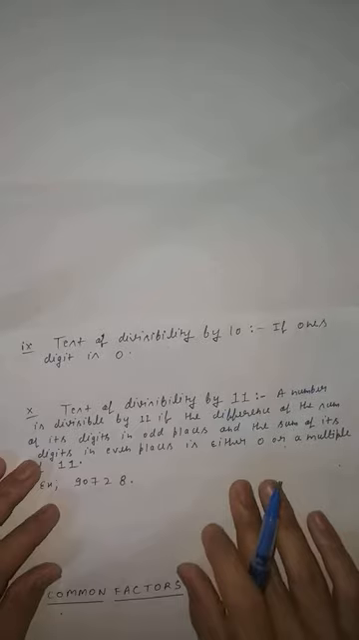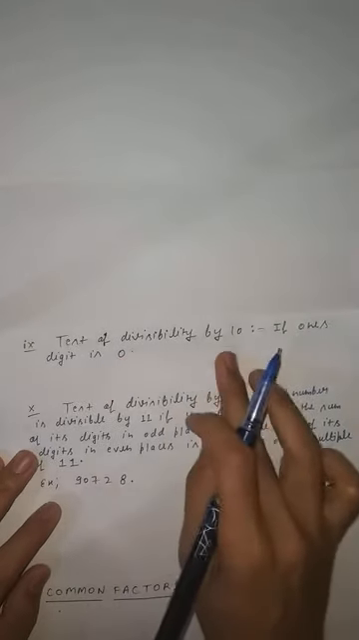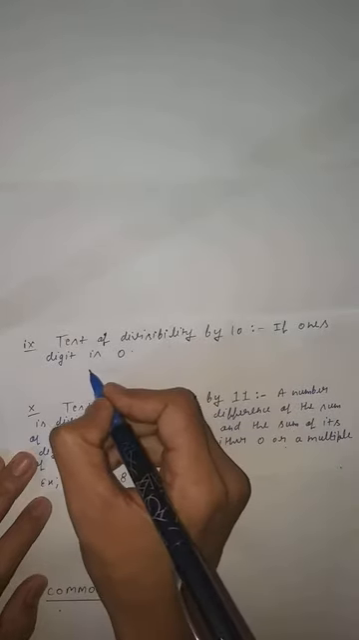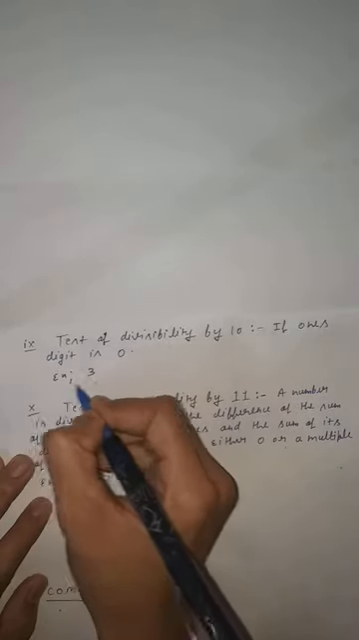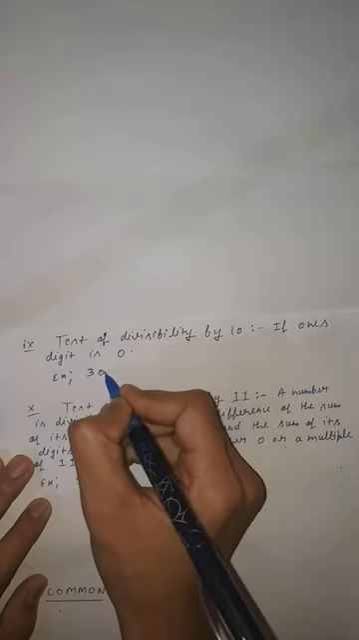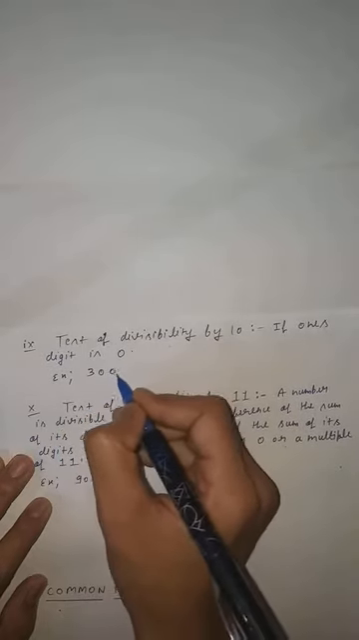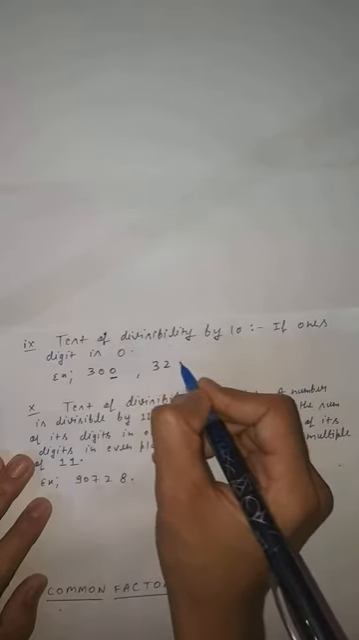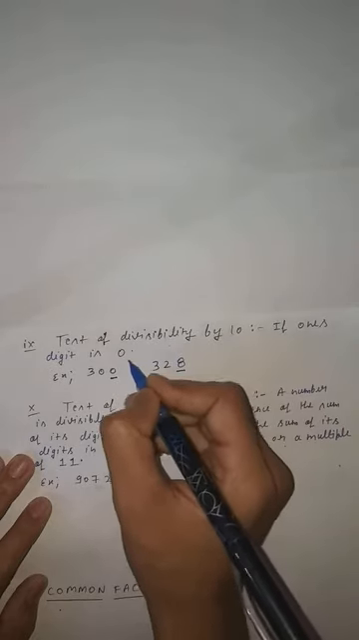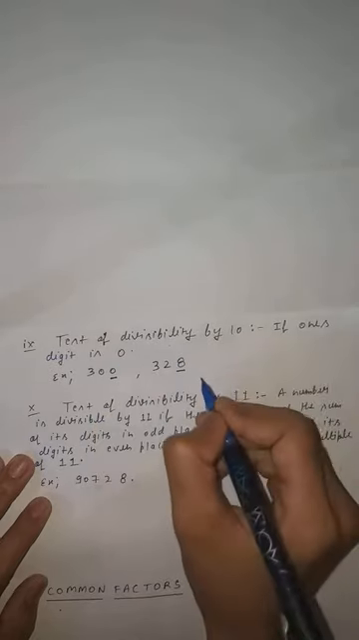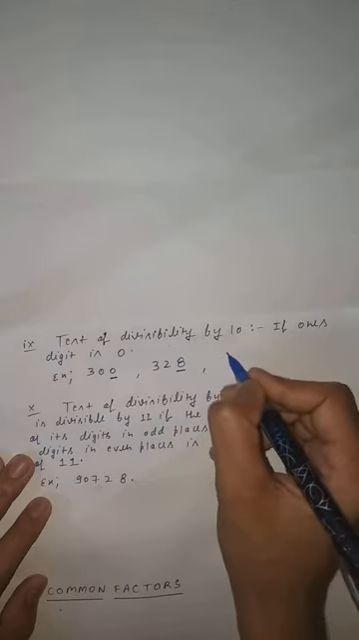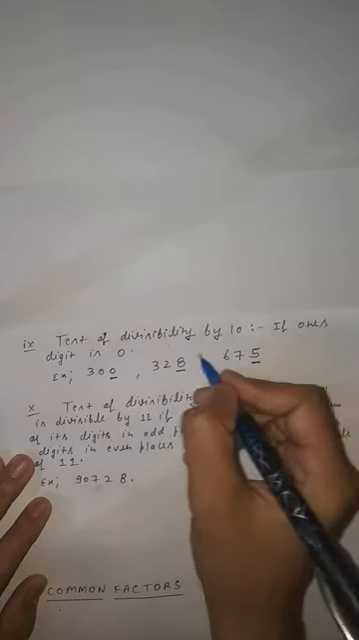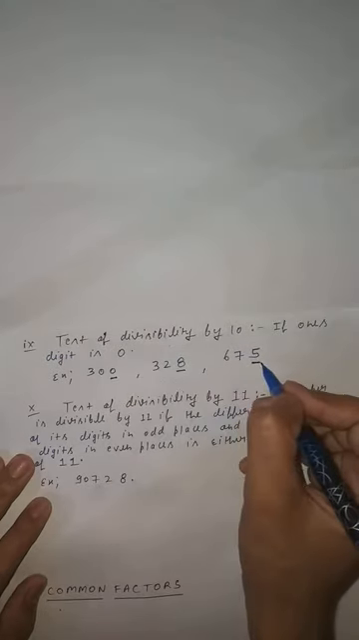Now students, next is test of divisibility by 10. What does it indicate? If the ones digit is 0, for example 3200, 300. So you know that the ones place is 0. So this is divisible by 10. 328. You know that the ones place is 8, but the ones place should be 0. So not divisible by 10. Another example, 675. The ones place is 5. So the ones place should be 0. So this is not divisible by 10.